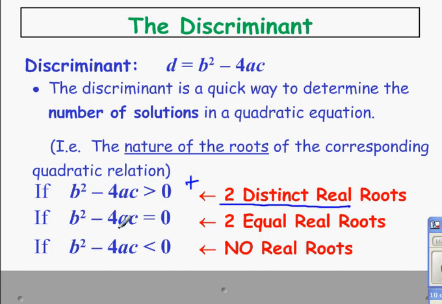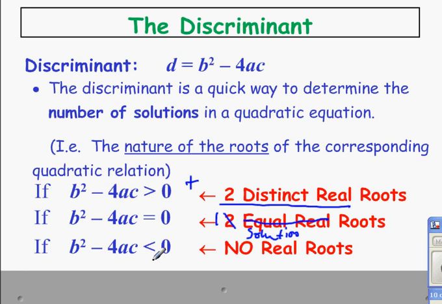Okay, if I do b squared minus 4ac and I end up with 0 as my answer, that means I have two equal roots, right? Which means there's only one solution. If that's easier for you to remember, one solution. Okay, it's a different way of saying it.